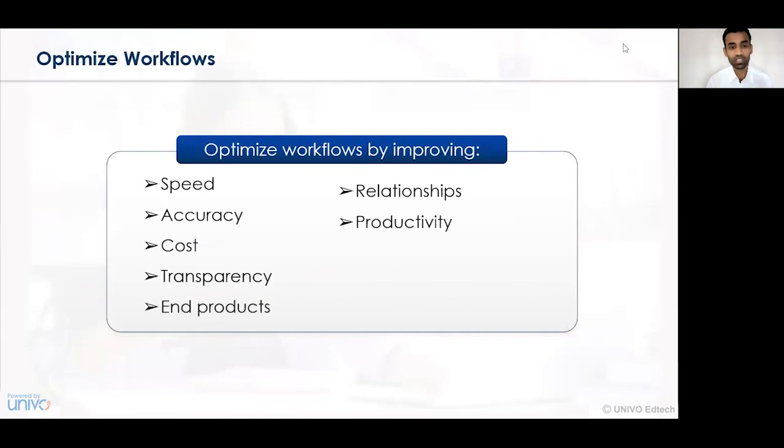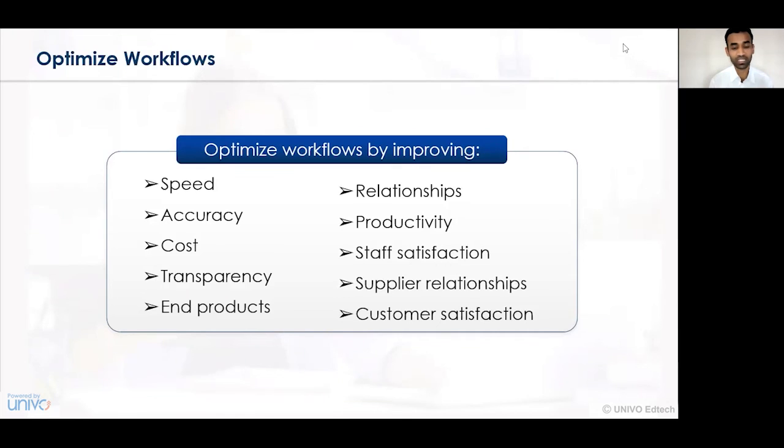Now let us understand how we optimize the workflow. The optimization of workflow can be improved by conducting various activities and steps in the business organization. Those activities can be increasing speed, creating better accuracy, controlling cost, bringing transparency to all activities, focusing on the end product, that is, the finished goods, building a healthy relationship within the internal and external environment, improving productivity or increasing the number of outputs, increasing staff satisfaction, supplier relationship, and lastly, customer satisfaction.